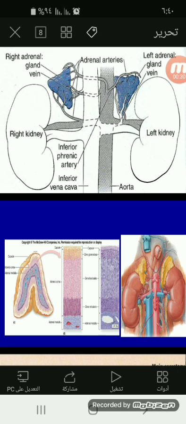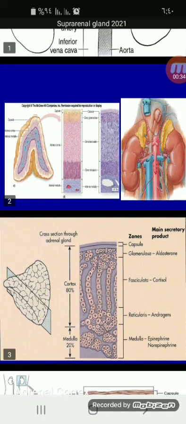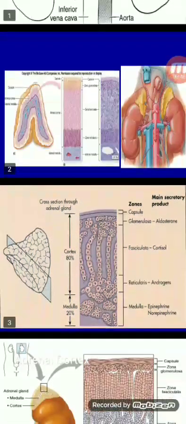Supra is called suprarenal gland. It's located above the kidney. As you can see, it is formed of cortex, which is outside, and medulla, which is inside.